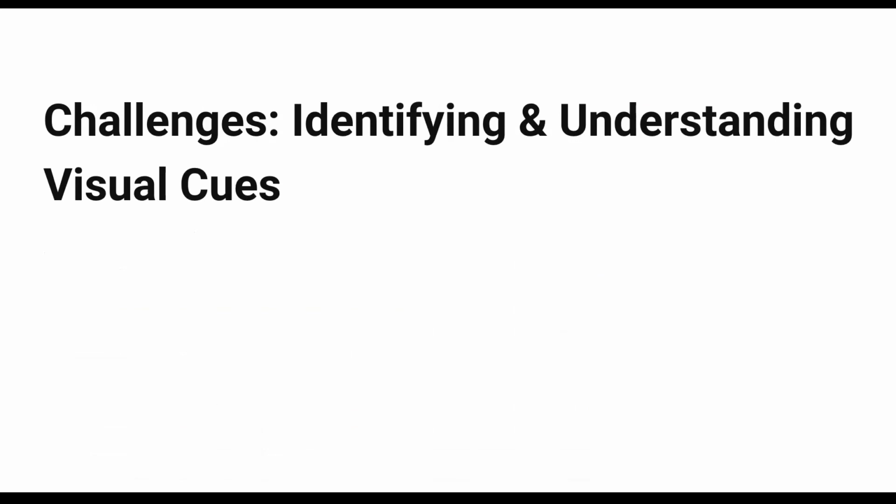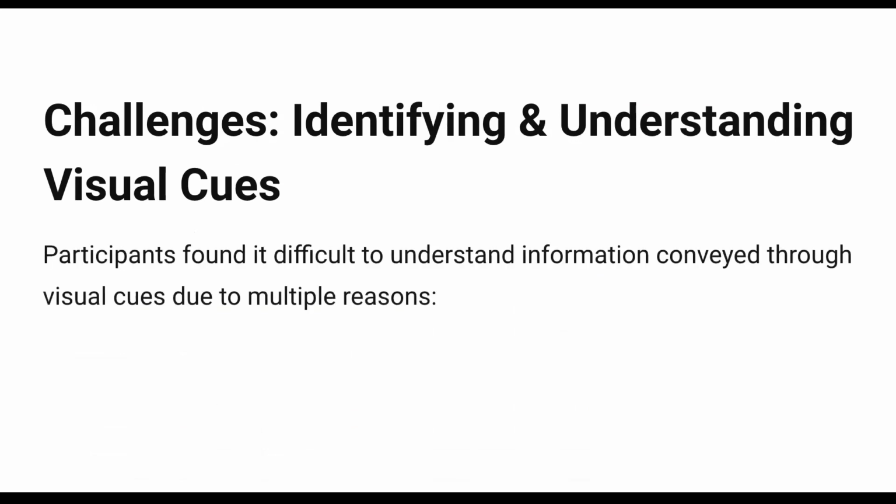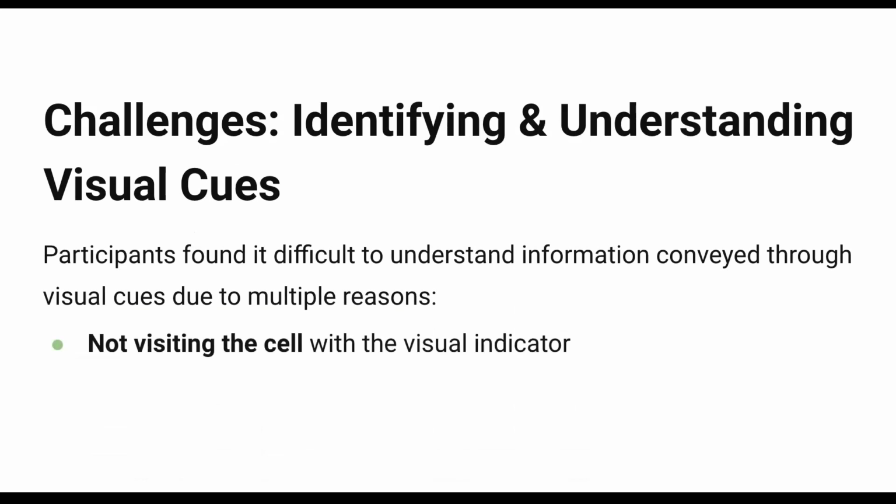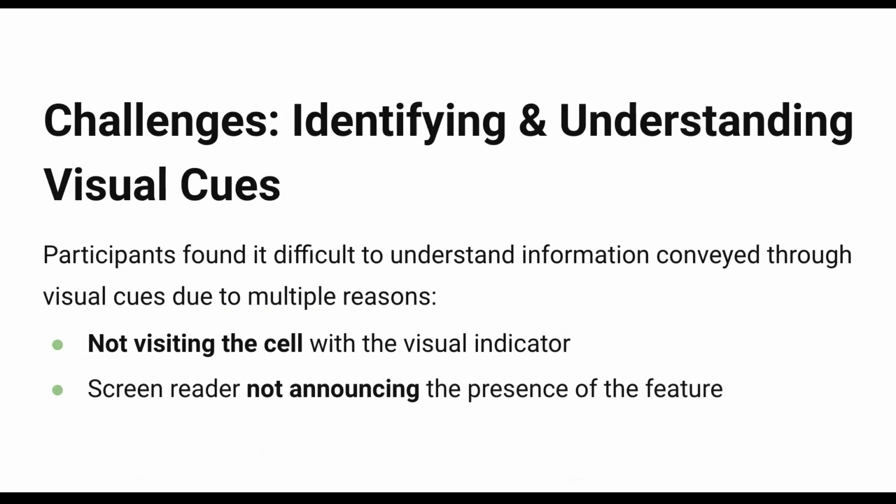Participants found it difficult to identify and understand information conveyed through visual cues due to multiple reasons. One reason is that they did not visit the cell with the visual cue. During the exploration, some participants did not know about the existence of errors in the sheet. The second reason is that the screen reader did not announce the presence of the visual cue when the cell was visited. Even though the cell which contained the warning had a visual indicator, the screen reader did not provide any indication when the cell was visited.